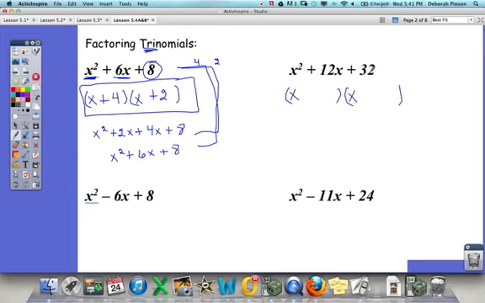So I need something that multiplies to 32 and adds up to 12. So I think 8 and 4 would work. Multiplies to 32, adds up to 12. And I need them to both be positive because I need both a positive 8 and a positive 32. Now, if you're not sure, you can always FOIL them together and see what you get. Okay, let's look at 2 more of these.